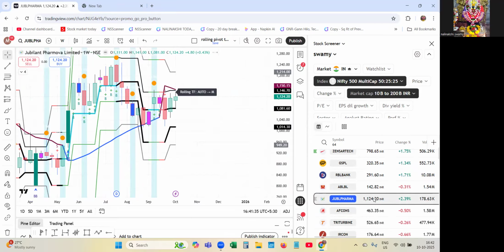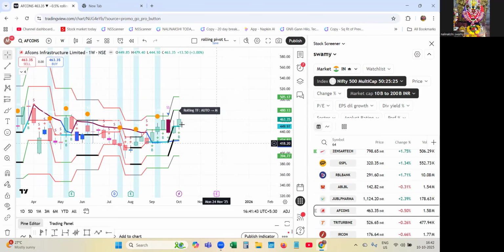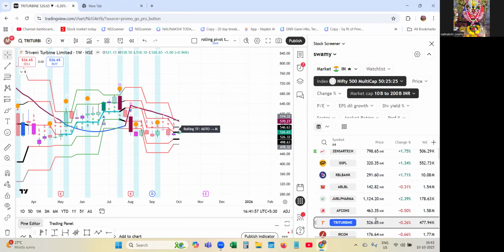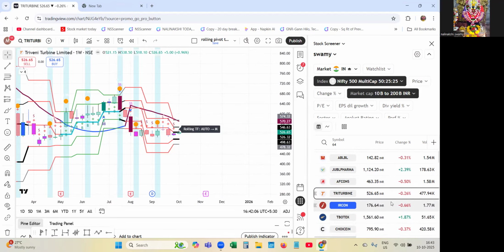Quickly, I'll do Jubilant Pharmova. On weekly, still not ready, but it is going sideways. Afghans is showing some, yes, it is on weekly, it is above the pivot, above the Gann HiLo, the trend is there. You can consider for this. Track this stock. Let us check Triveni Turbine. No, because still trend reversal has not come. I am not going to consider this.